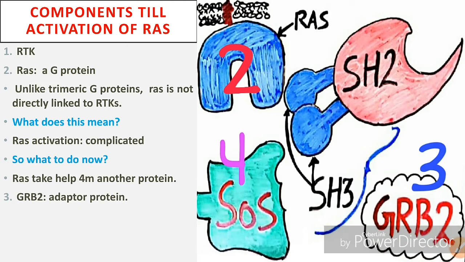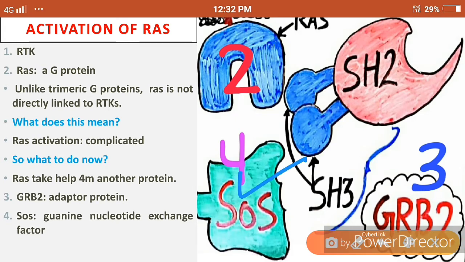Finally, we want to know how GDP is exchanged with GTP on the RAS protein. This is done by another protein which is called SOS. So the fourth component we have is the SOS. This is the guanine nucleotide exchange factor which binds to the inactive RAS bound with the GDP, and the binding of the SOS to the RAS protein exchanges the GDP for GTP.